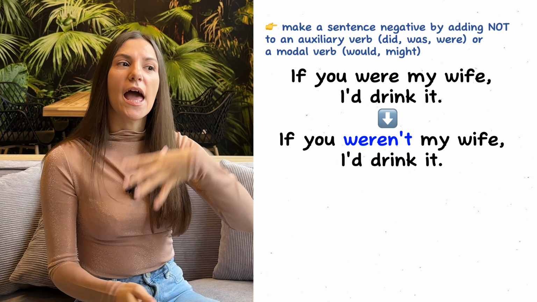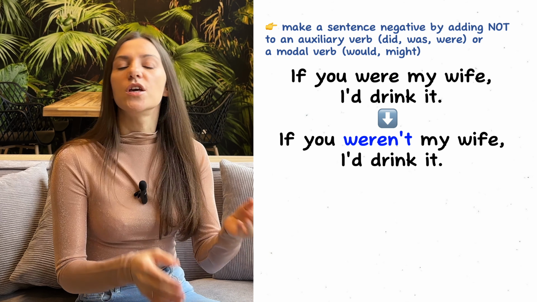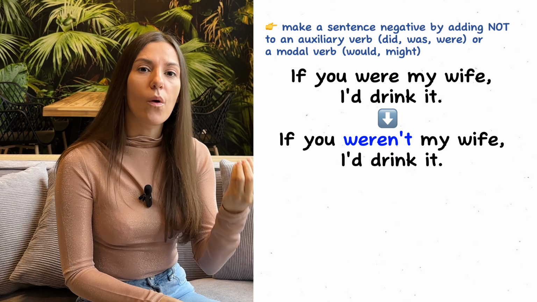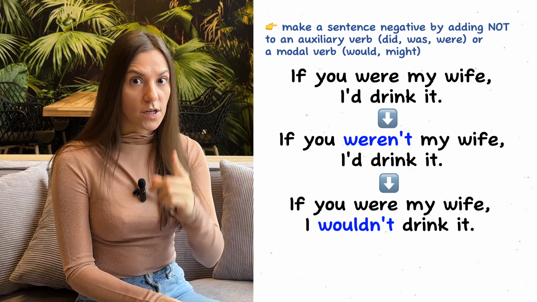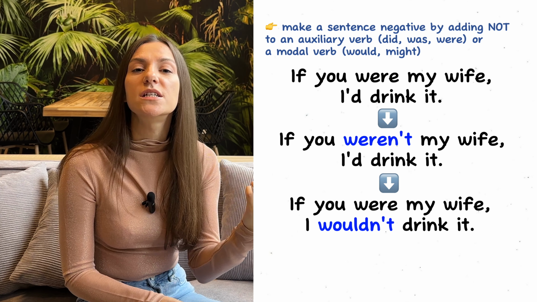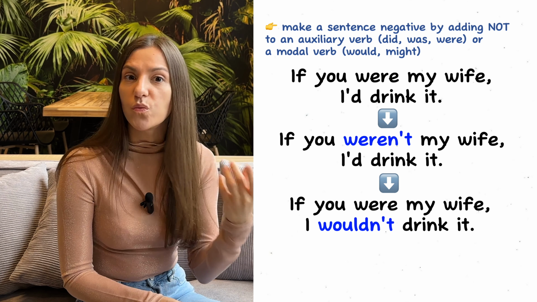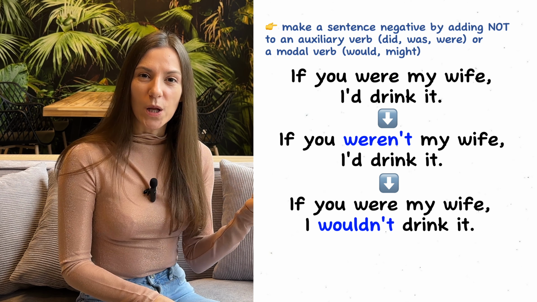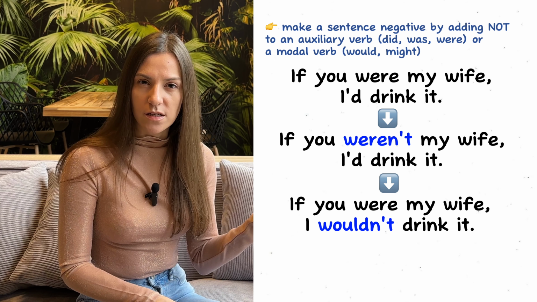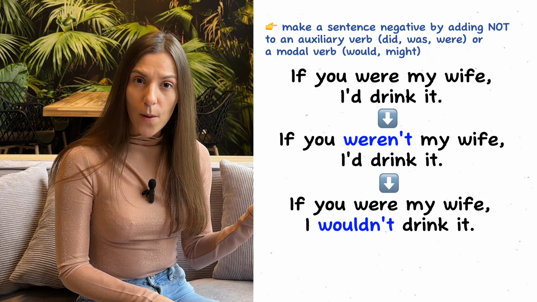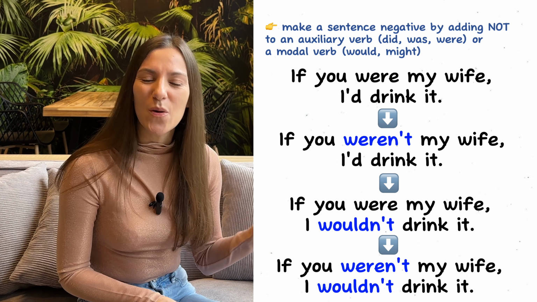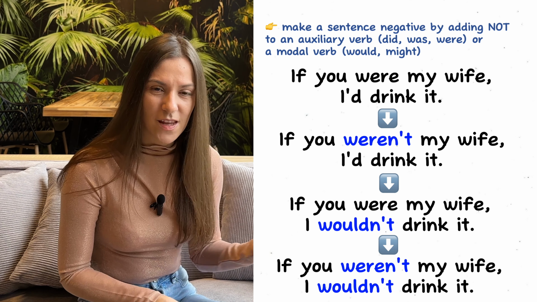If you want to make a main clause negative, you just simply add a particle not to would or might. For example, I wouldn't drink it. So, we can have, if you weren't my wife, I'd drink it. If you were my wife, I wouldn't drink it. If you weren't my wife, I wouldn't drink it.